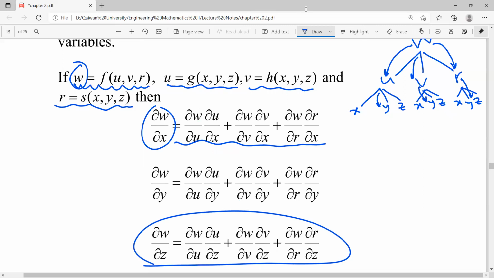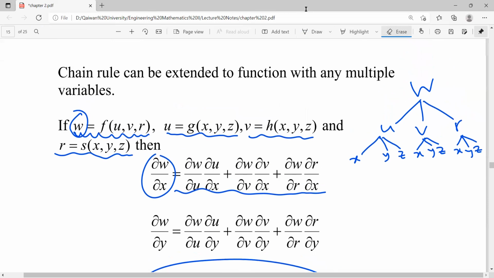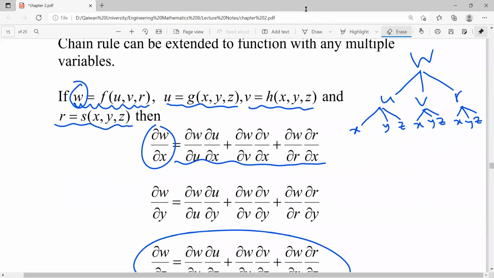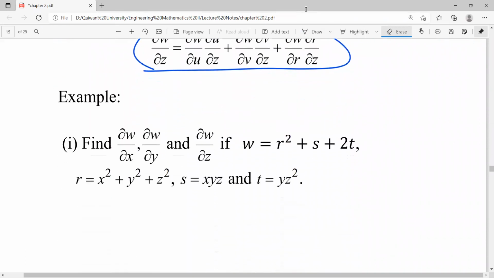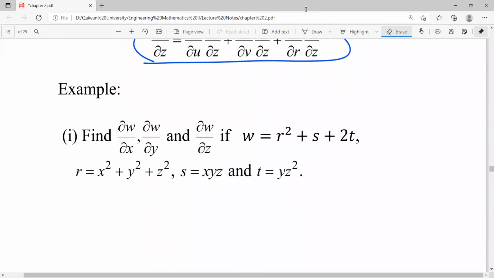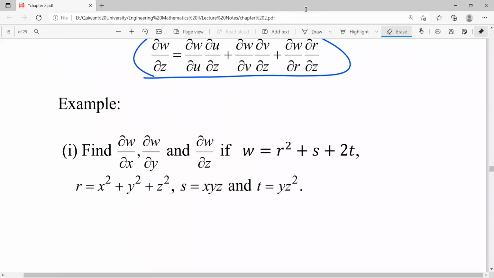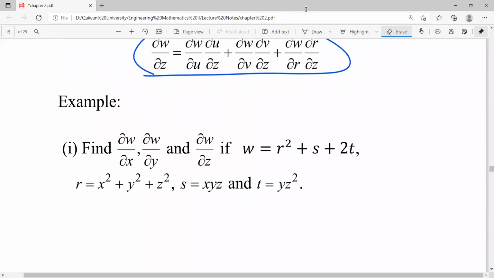That means it's better to draw this tree to get the chain rules. Always draw the tree and then write down the chain rules. You will not make a mistake. Here we have an example. Okay, the example for next week.